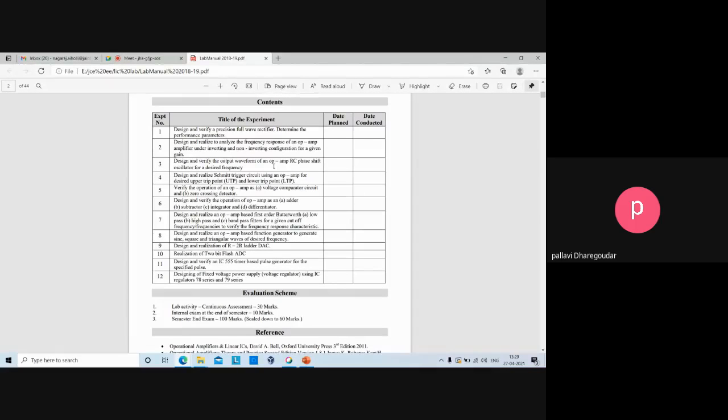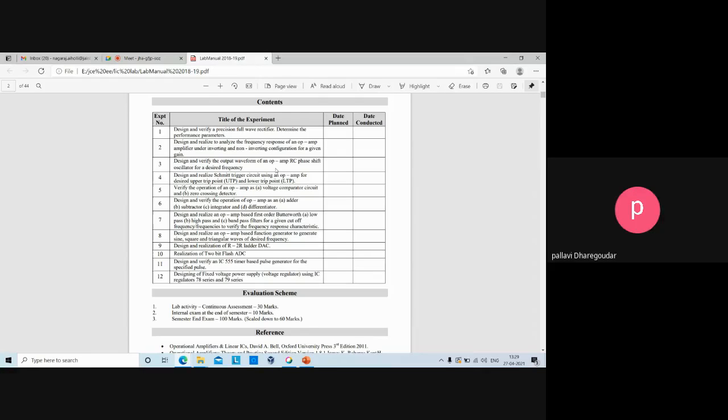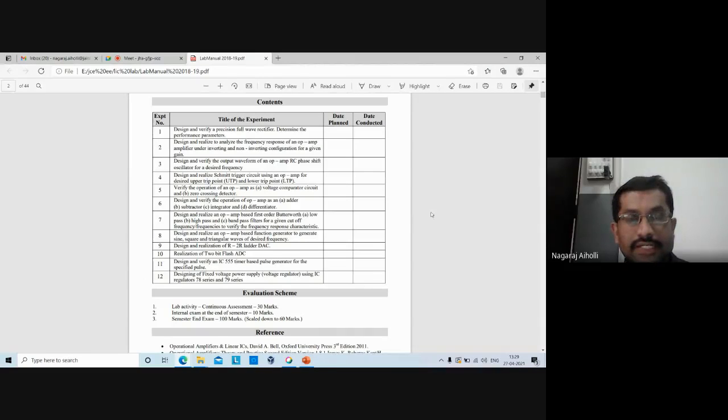Output divided by input, or output power divided by input power. Output is DC, is it not? Because it's a rectifier. So it is VDC into IDC divided by VAC into IAC. That is the efficiency. If you want the percentage efficiency, you have to multiply it by 100%. Okay. So this is how we are finding the efficiency.